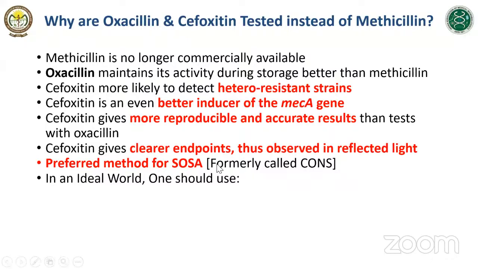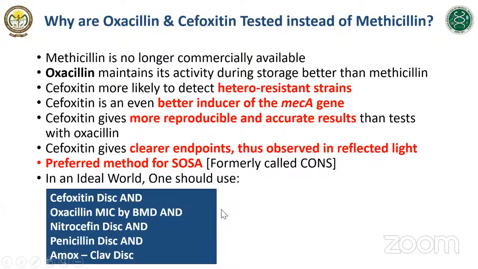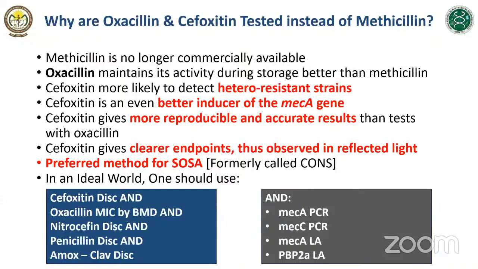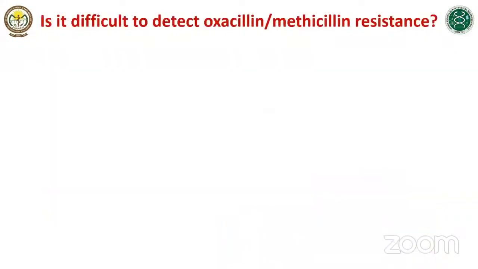Cefoxitin also gives much clearer endpoints, and it is the preferred method for all the CoNS isolates, that is, the Staphylococcus other than Staph aureus. So in an ideal world, we should use the cefoxitin disc and oxacillin MIC, ideally by the BMD method, and also the nitrocefin method, especially for the BORSA isolates, the penicillin disc of course, and the amoxiclav again to detect the BORSA isolates. And also, of course, check for mecA with PCR, PBP2a by latex agglutination.